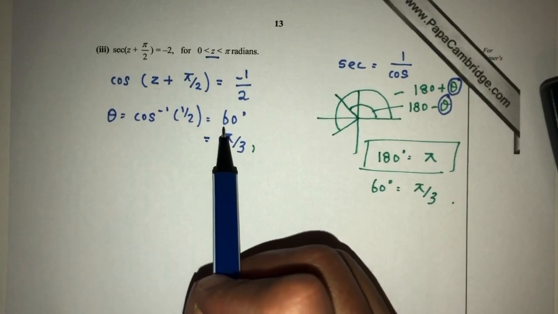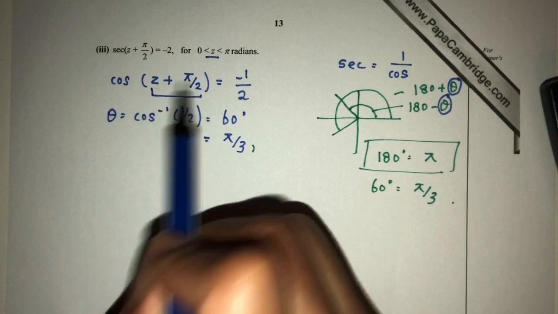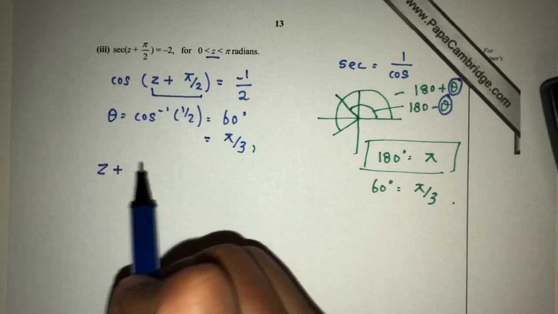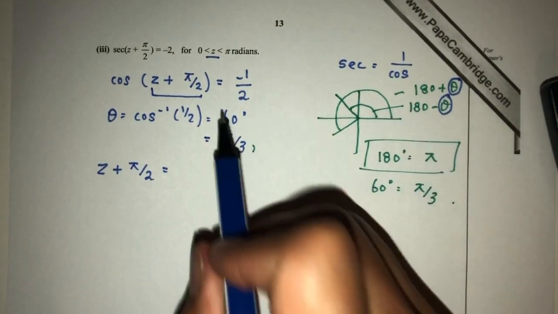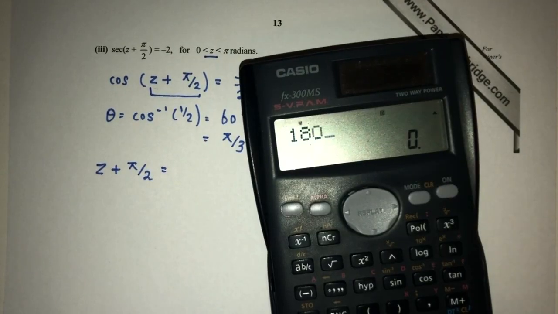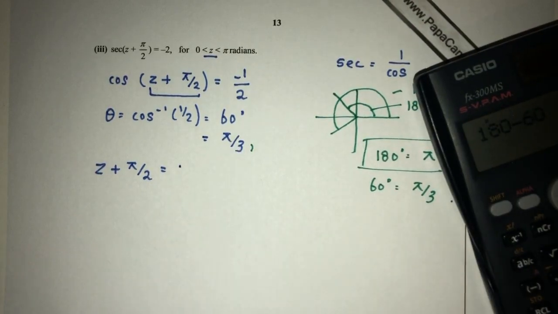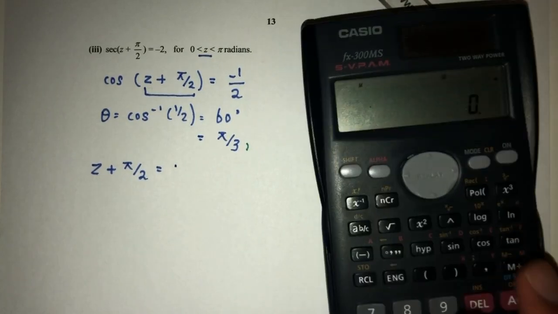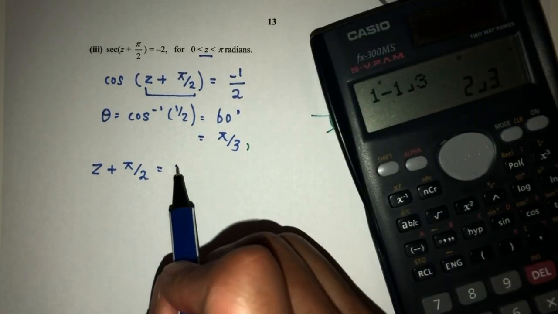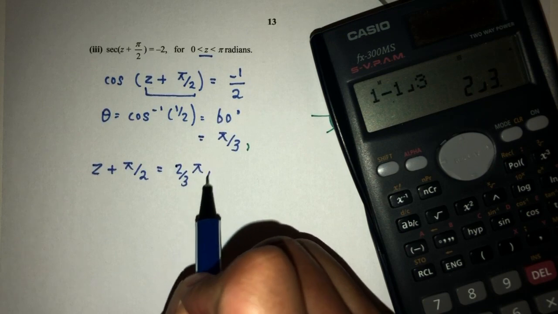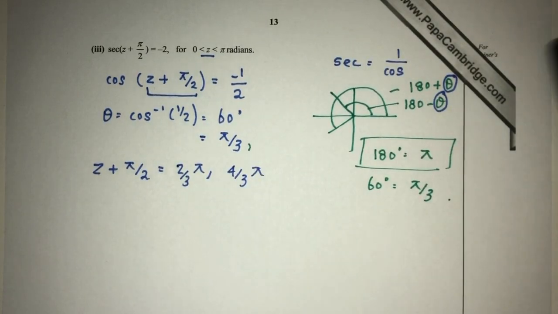So we know that this is this value. Now we go back to find the real values. That will be z plus pi by 2. First value will be 180 minus this. That will be 120. Sorry, we have to use radians. I always forget. So 180 is pi. Pi times 1 minus 1 over 3, that will be 2 over 3. And then plus pi, that should be 4 over 3 this.